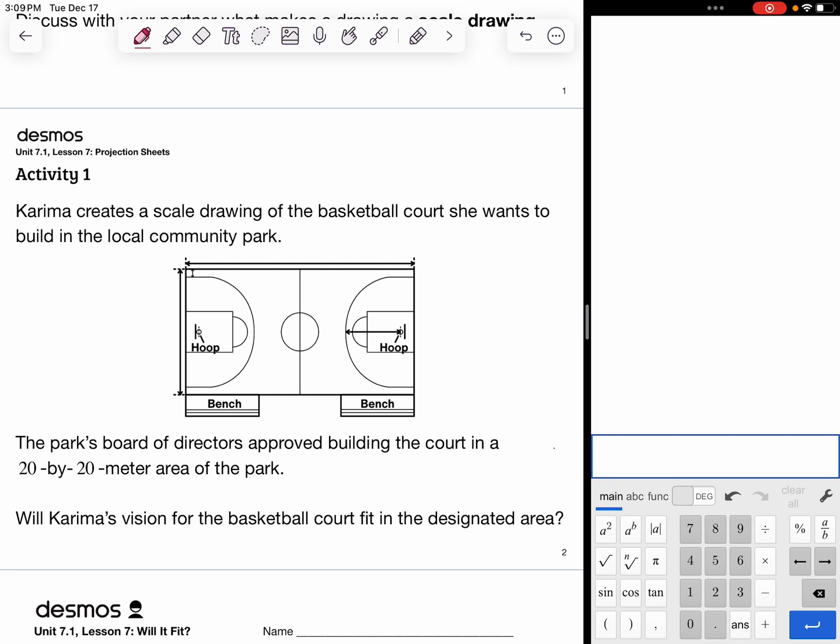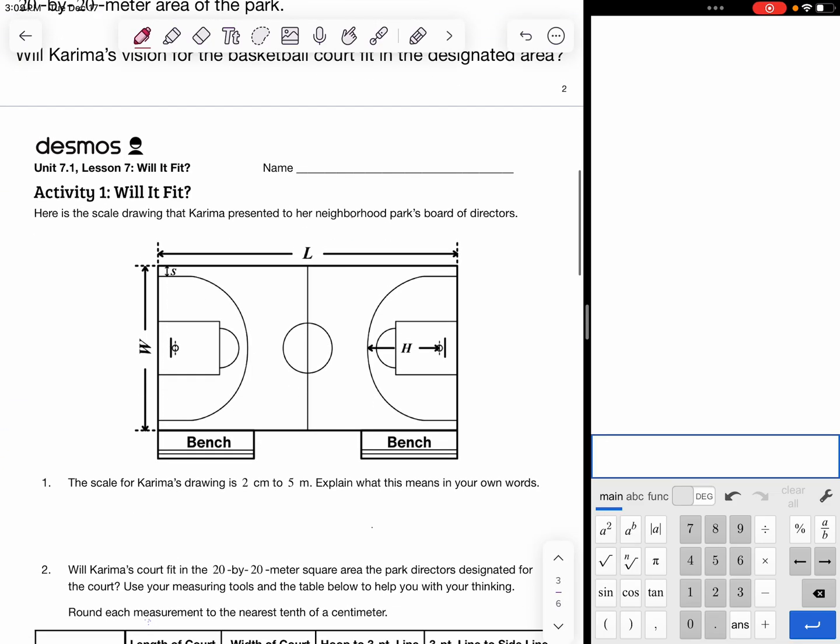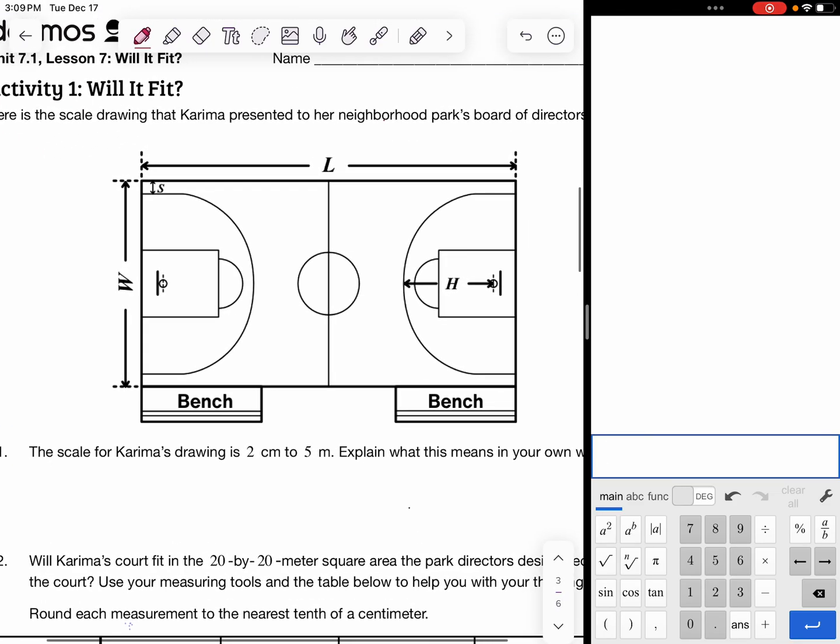All right, so activity 1. Karima creates a scale drawing of the basketball court she wants to build in the local community park. The park's board of directors approved building the court in a 20 by 20 meter area of the park. Will her vision for the basketball court fit in the designated area? Take a second and think: do you think this would fit in a 20 by 20 meter area? Alrighty, let's move on.